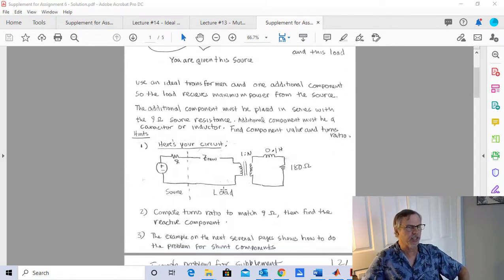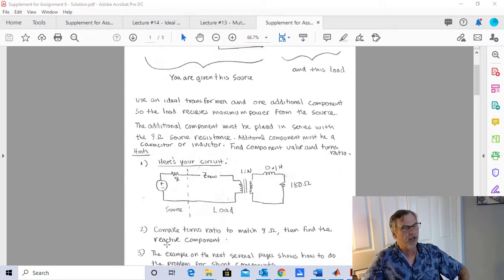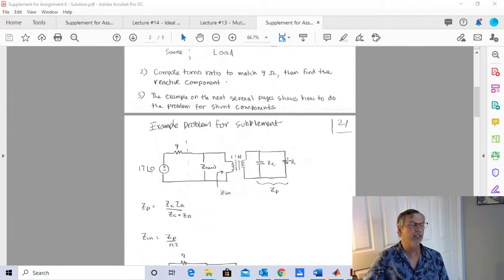So here's our strategy. We're going to compute the turns ratio to match this 9 ohms. In other words, we're going to come up with a turns ratio that makes our 180 ohms here get reflected into the primary as 9 ohms. That's the first part of our maximum power transfer, because our resistive parts will be the same. Then we'll pick Z new so that it is the complex conjugate of whatever this inductor ends up being. So let's do it.